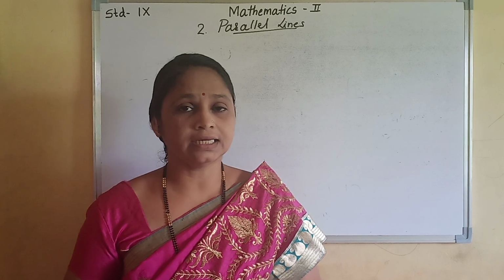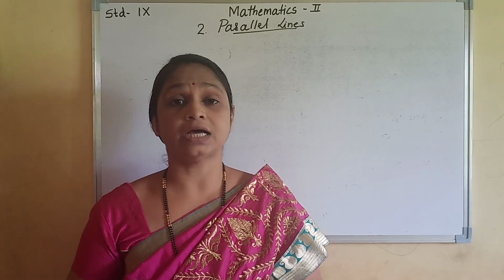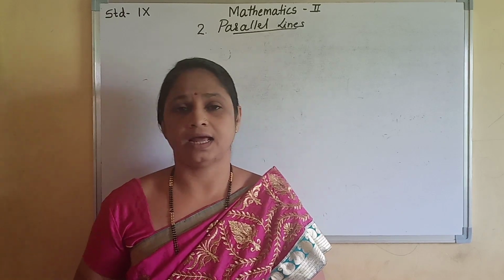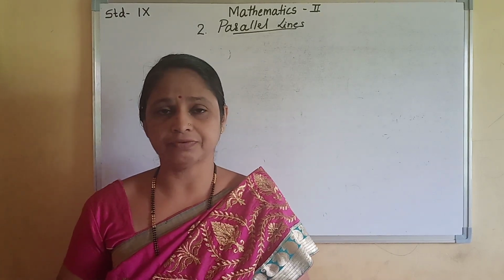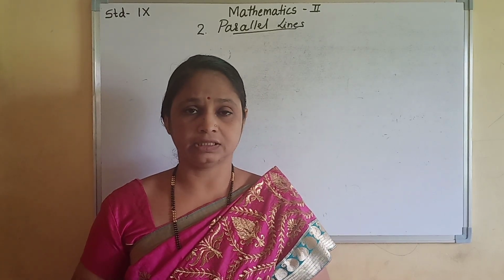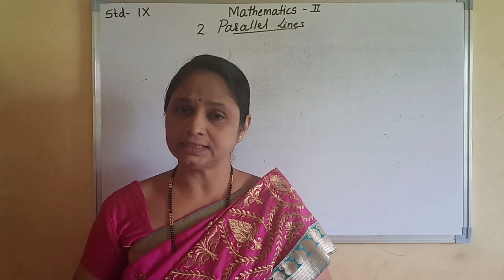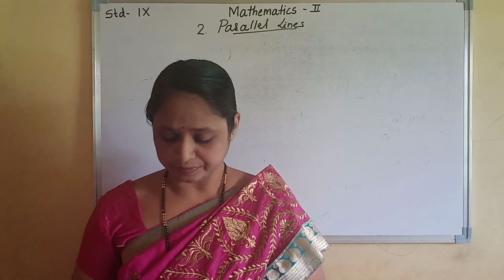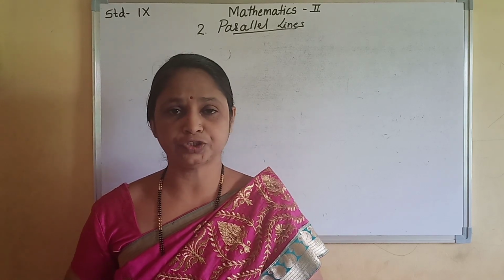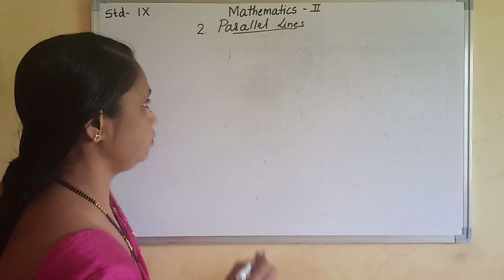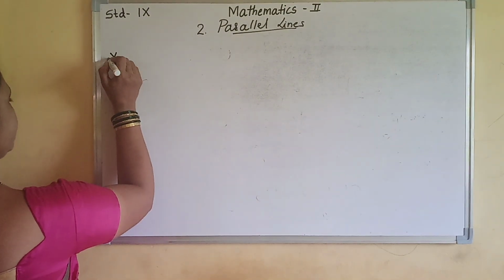In an earlier class you studied the angles formed by two parallel lines and a transversal. Now we will revise the same thing, the types of angles formed by two parallel lines and their transversal. First, write the definition of parallel lines and its figure. Parallel lines.